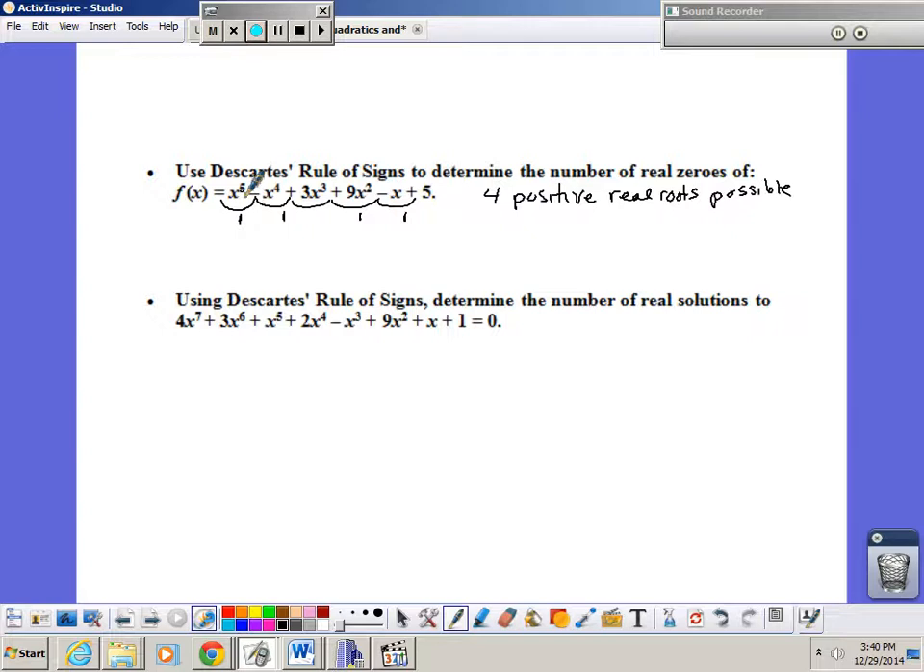And now put your negative x in, so everything with an odd is going to change sign. Everything with an even is not going to change signs. No change, no change, one change. No change, no change. 1 negative real root possible. So it helps us out to know which numbers we should try if we don't have the graphing calculator and we have a list of how many roots to try to see if they actually do the synthetic division to 0. So this helps out.